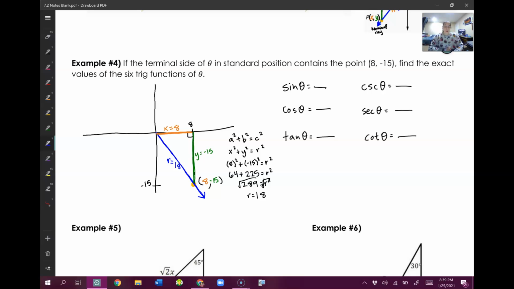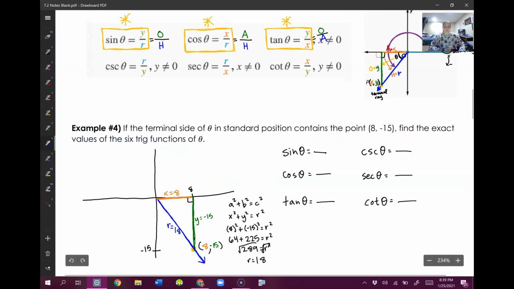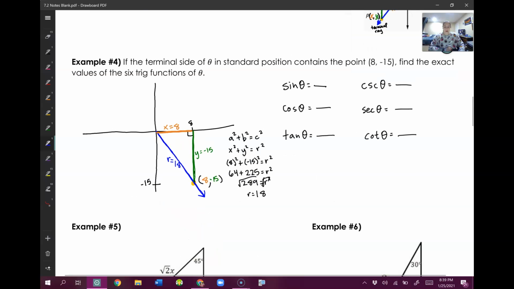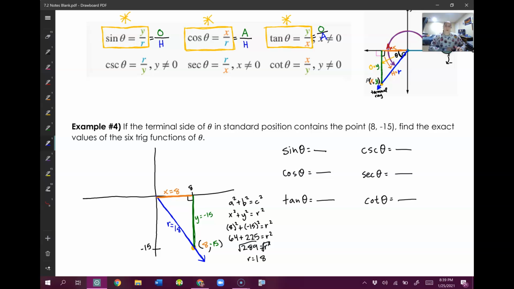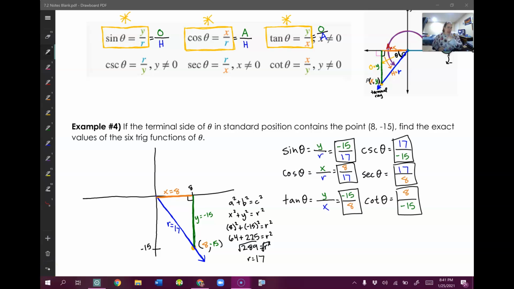Now that I have this whole triangle filled in, I want you guys to use the new definitions that we came up with in the first video that we have right here to fill in what all of these values would be. So pause the video, try doing that part on your own, and then come back and see how you did. First off, I lied to you. Sorry about that. The square root of 289 is 17, not 18. That was my bad. So R should be 17.